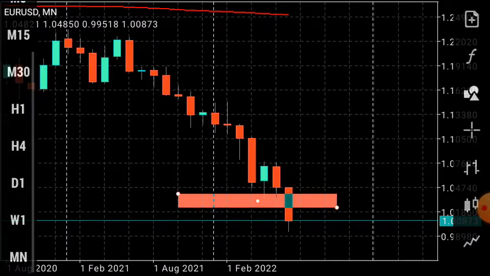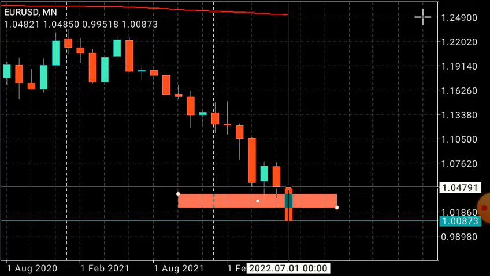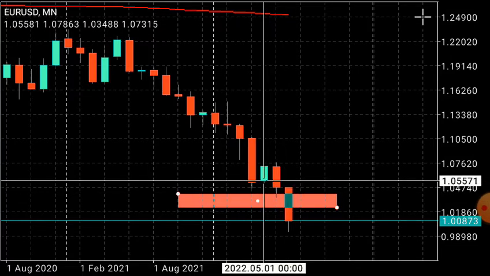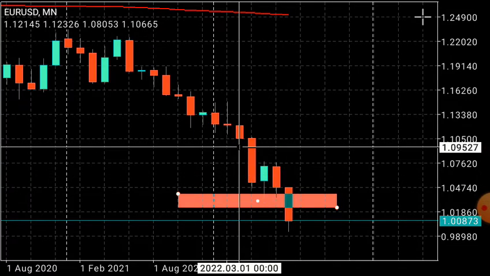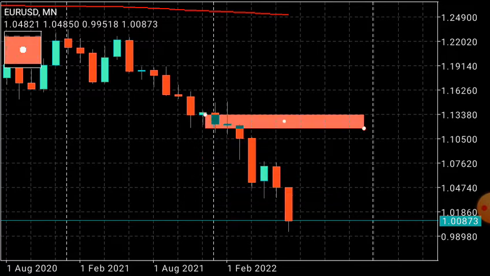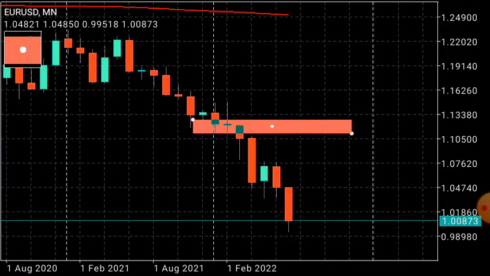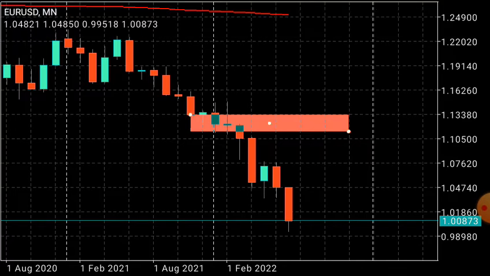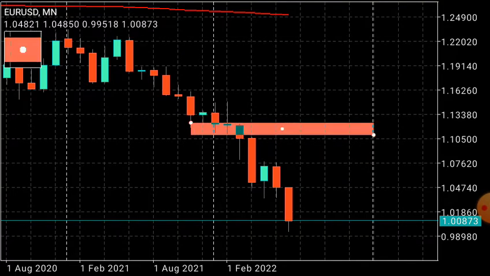I count firstly 5 months back. This is the current month, which is July. 1 2 3 4 5. That's where I plot my first high. Sometimes you get a low. Here I got the supply. Sometimes I get a low, which is the demand.